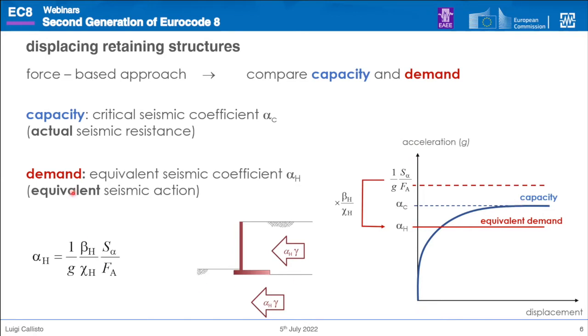On the other hand, the demand is related to the maximum acceleration, but this is reduced or can be reduced according to the two factors that you've seen already, that relate really to the non-synchronicity of the seismic motion and to the nonlinear behavior, that is the possibility of accumulating displacement.